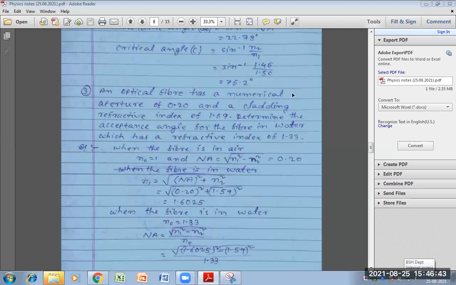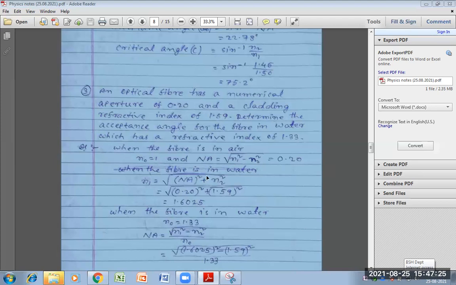Refractive index कितना दिया? 1.33. So the first question हम क्या बोल रहे हैं? When the fiber is in air, so in that case, when a ray of light enters into the fiber from air to the medium, refractive index can be written as n naught, and the value of n naught is 1. If the ray of light passes from air to medium, entering into the fiber, in that case n naught is equal to 1. So here I have written n naught is equal to 1, and NA numerical aperture is equal to this much. हम लोग जानते हैं, और इसका वैल्यू कितना दिया है? 0.20.